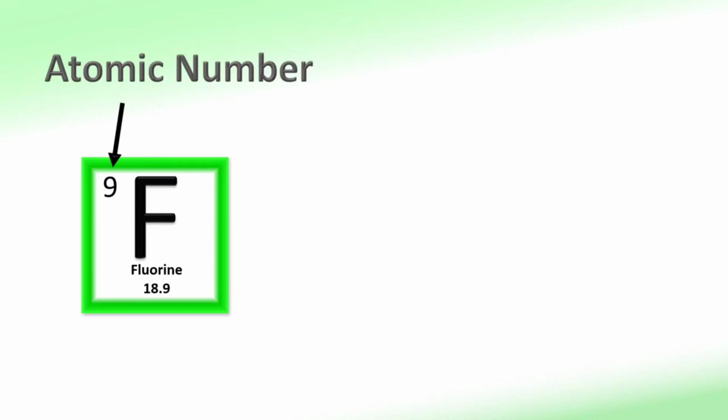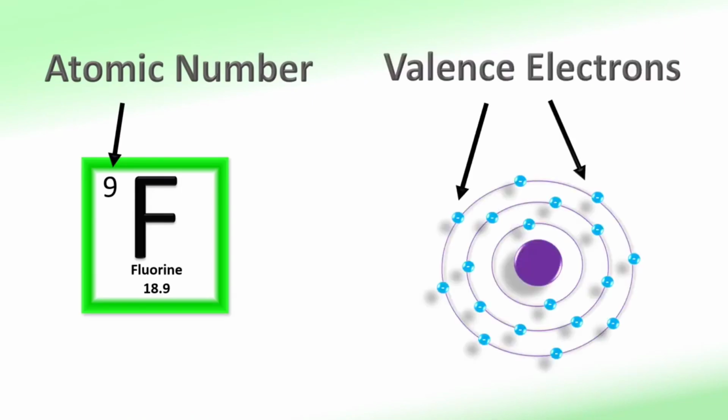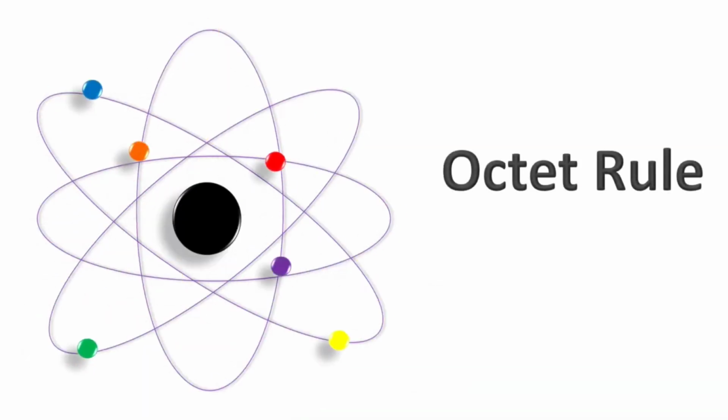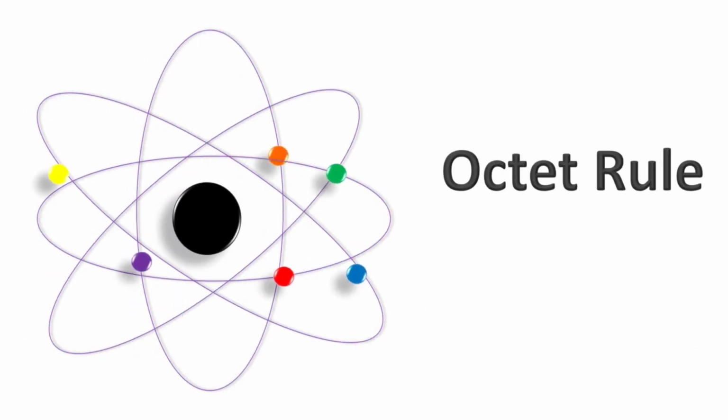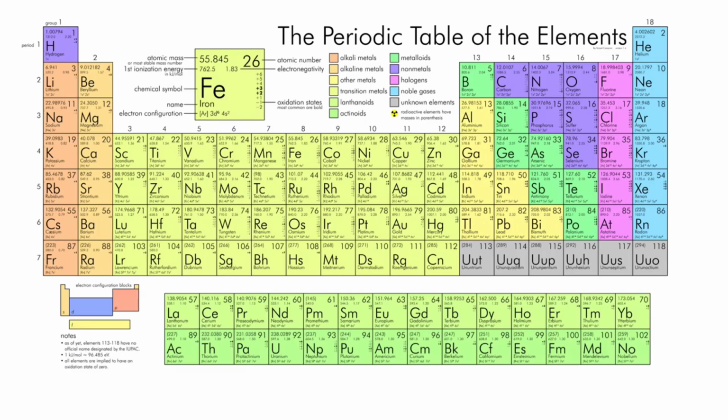Two factors that play an important role in electronegativity are the atomic number and the atomic radius, or simply the distance of the valence electron from the nucleus. Elements tend to attain their octet or stable configuration by either donating electrons in the case of metals or accepting electrons in the case of non-metals.